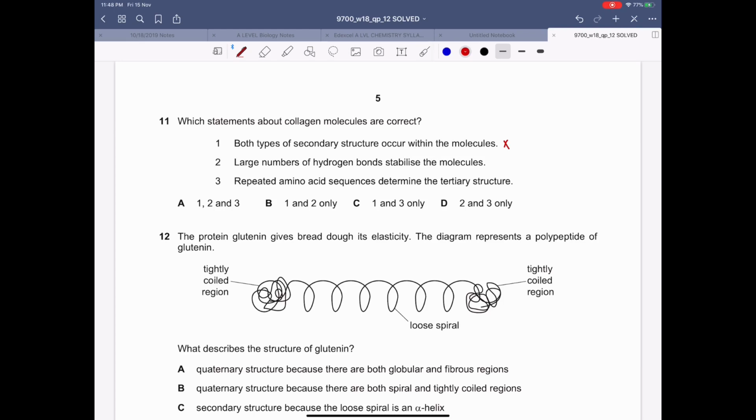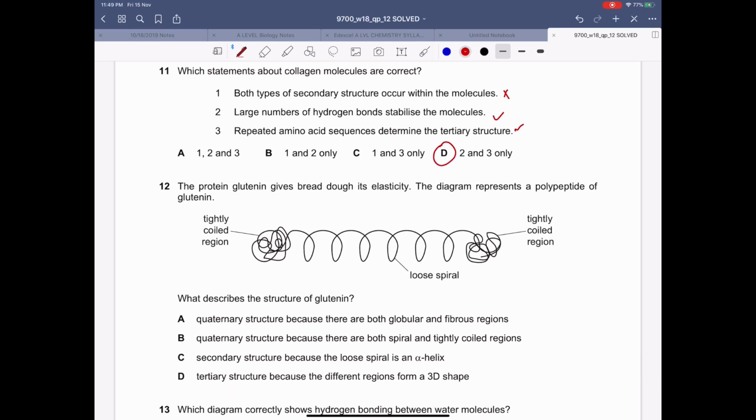A large number of hydrogen bonds stabilizes the molecule. Well, that it does. The repeated amino acid sequence determines the tertiary structure. Glycine is repeated many times so that the protein can pack very nicely. So I'll go with options 2 and 3.